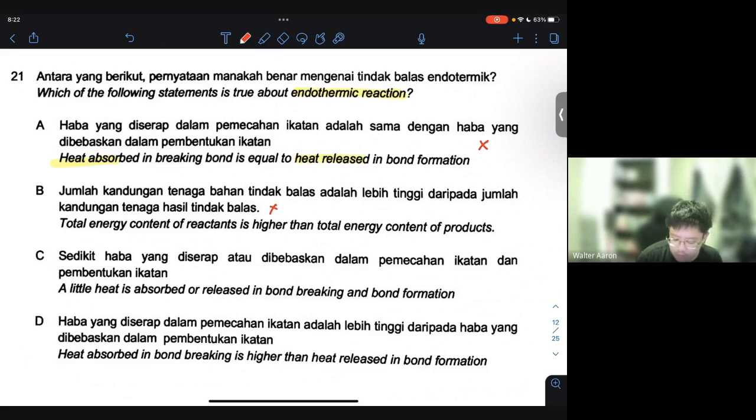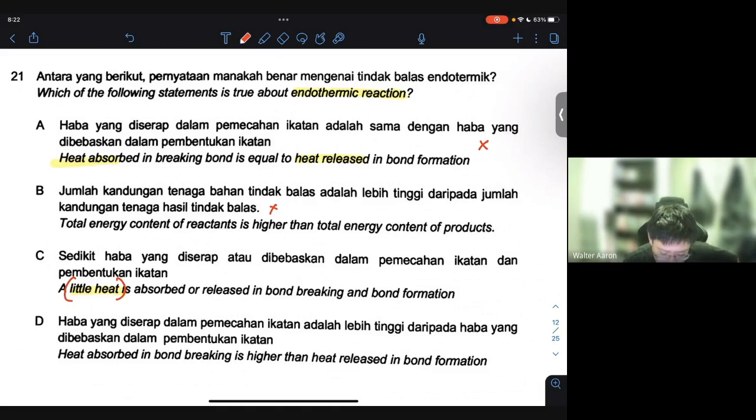So you see over here, C, a little heat is absorbed or released in bond breaking and bond formation. I don't understand what that means. This looks a little bit weird. This little heat actually confuses people. I would say the little heat here, it's not how you quantify heat of a particular reaction. So most likely, that's not the answer really, because we don't use such a non-technical term in science. So this is out.